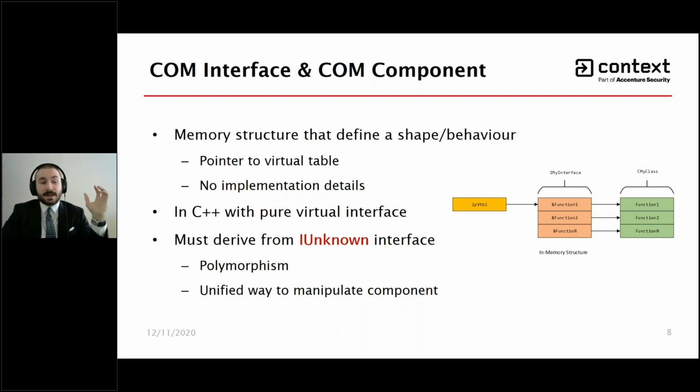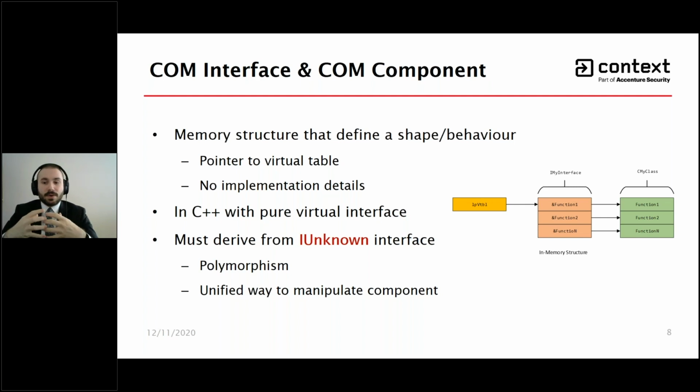So this memory structure can easily be obtained by compiling a pure virtual C++ interface, which again is just an interface with no implementation details. And we can see on the right-hand side the actual representation in memory of such a structure. So we have a pointer to a virtual table, which is nothing more than an array of function pointers. And when they're implemented, they're going to point to a class that derives from the interface and provides the implementation.